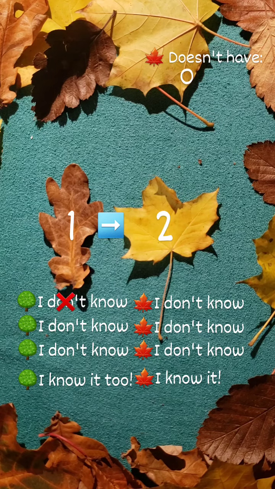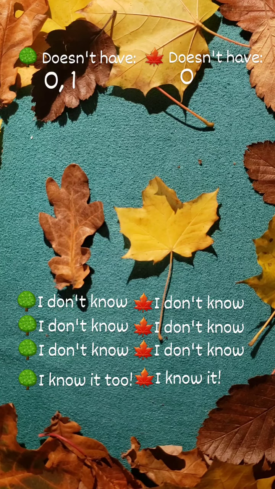And it would say "I know it," but it says "I don't know," which means it doesn't have 0 and doesn't have 1. Maple knows it, and if Maple had 1 or 2, it would now know that Oak must have 2 or 3. But Maple says "I don't know," therefore Oak knows that Maple doesn't have 1 and doesn't have 2.